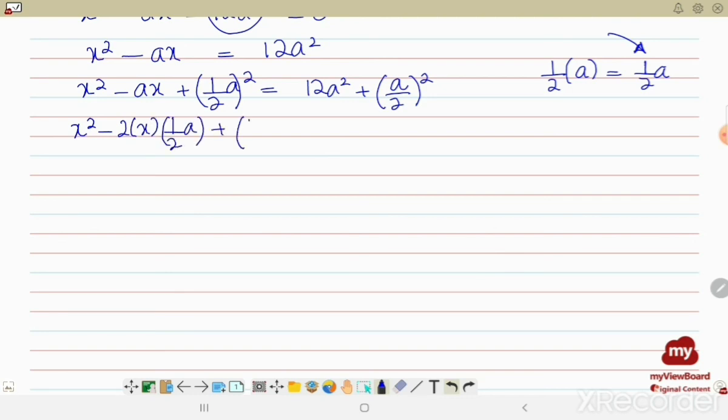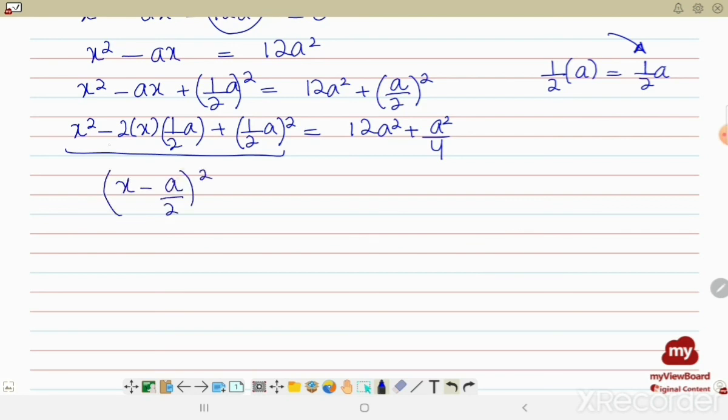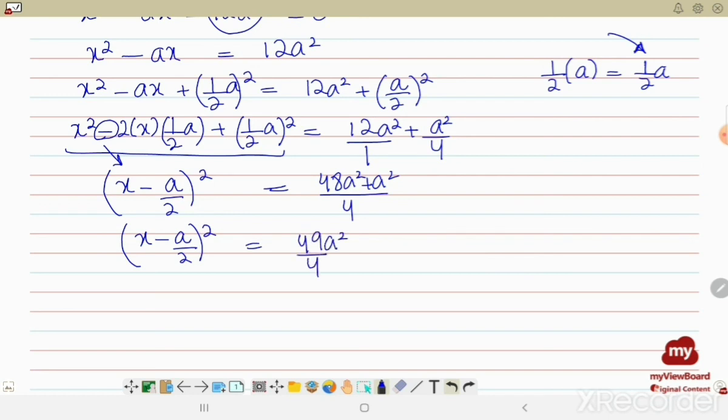You see, the left hand side is being converted into the formula, and on the right hand side you can open up the square. Now let's further close the formula. It will become x minus a by 2 whole square. This sign will decide that it will be of the second identity, and on the right hand side let's just make them one single fraction. It becomes 48a square plus a square. x minus a by 2 whole square will become 49a square by 4.